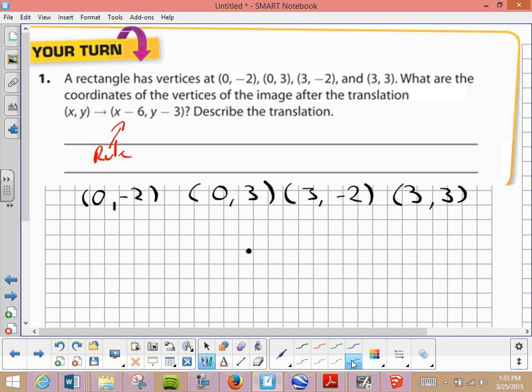Yes, it says take 6 away from x, right? And take 3 away from y. And this gives you the new value. So we're going to do the same thing for all of them.